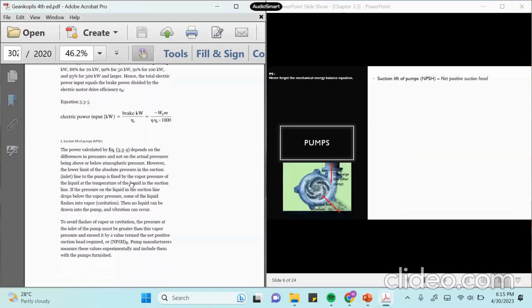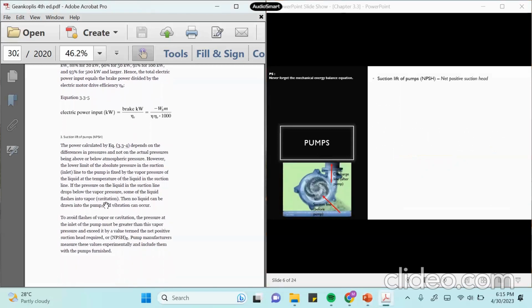Nah. So we move to the next subchapter about suction lift of pumps, or NPSH, which is actually the abbreviation of net positive suction head. Net positive suction head. So what is it? Okay, so here's the story.